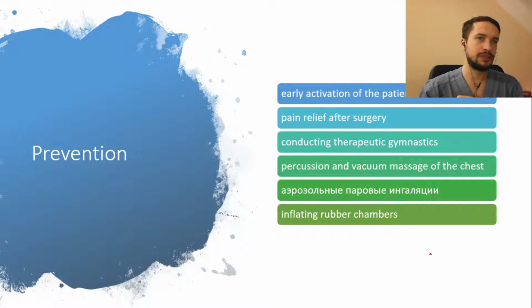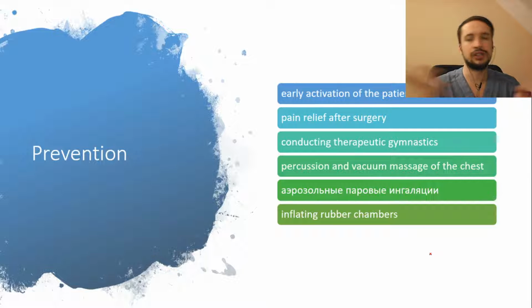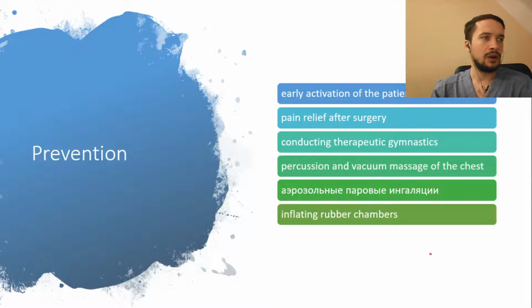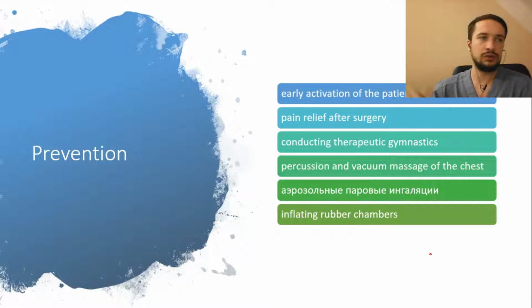Inflating rubber chambers. This is important too. All these measures contribute to the opening of dormant alveoli, and improve the drainage function of the bronchi. All of this can lead to normalization of the function of the bronchi and drainage from the alveoli through the bronchi, of all things that can lead to inflammation.